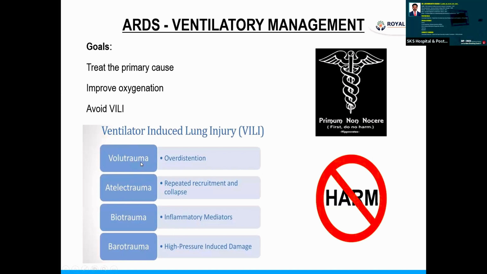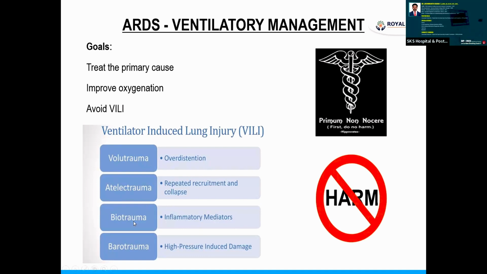Volutrauma, as we all know, because of the excessive volume, causes overdistension and damage to your alveolus. Barotrauma is nothing but a high pressure to your alveoli, which again causes disruption of your alveolar epithelium or damage to your alveolus. Atelectrauma is the trauma that happens to your alveolus because of the repeated closure and opening of your alveolus. Because of the repeated closure and opening, it causes some amount of shearing force and damage to your alveolus, as well as an increase in your inflammatory release. The fourth one is your biotrauma, which is the release of your inflammatory mediators because of the ventilation.